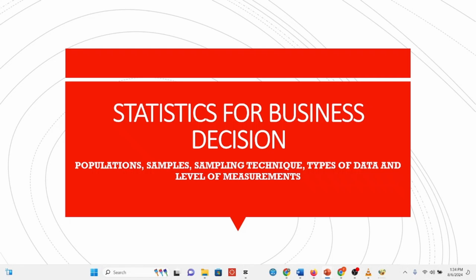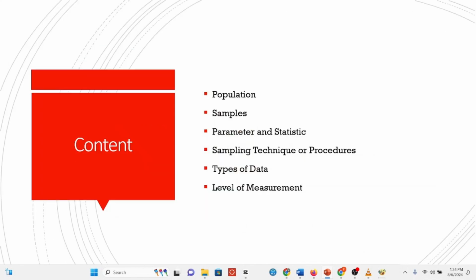For this section, we will discuss what population and sample is about. The difference between parameter and statistics. Sampling technique and procedures will also be explained. The various types of data will also be explained. The section will also end with what level of measurements is.